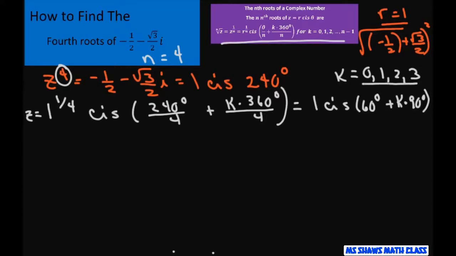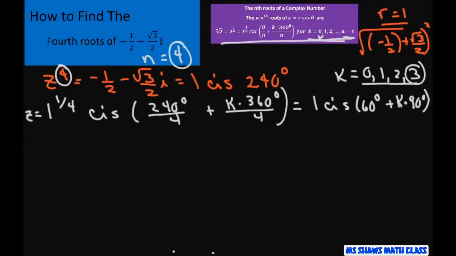We want to use 4 numbers, start with 0, and go to n minus 1. So our n is 4. So 4 minus 1 is 3. So that's why we're ending at 3. Now we simply just use our formula.